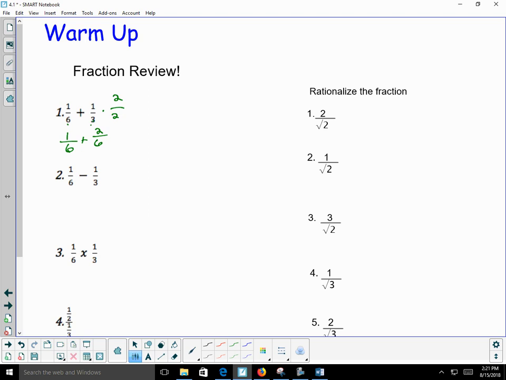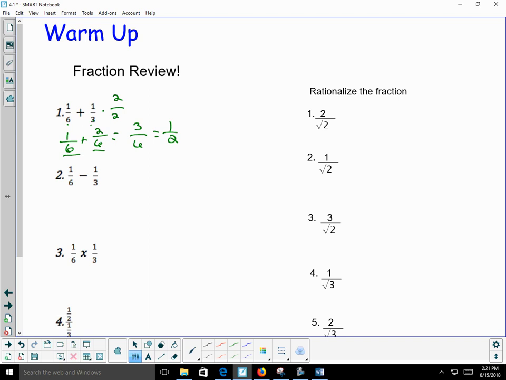3 times 2 and get 6. Remember, when you multiply fractions, you multiply the numerators, multiply the denominators. Now, when I add fractions, my denominator will stay that 6. And I add 1 plus 2, and I get 3. And in lowest terms, that'll be 1/2 because they're both divisible by 2.